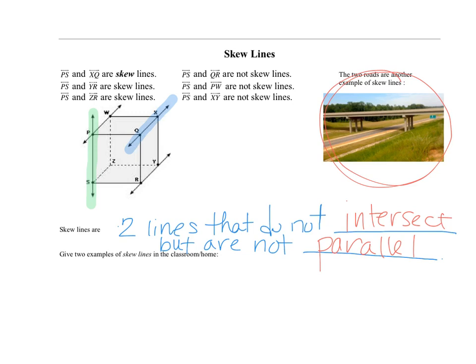So just try to see if you can find 2 lines that you know in your room are not parallel but do not intersect, and just describe them on your paper. Just write down which lines you're talking about. You can just say like vertical line of my chair and the horizontal line where my wall meets the ceiling, or whatever. So take a few minutes and write down 2 different examples of skew lines that you can see in the space that you are in.